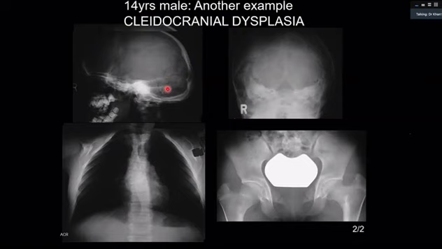The key finding, look at the pubic symphysis, poorly ossified. The key finding is this thing, the mandible. The mandible is normal. And why is it important? It is one of the discriminators to discriminate it from pycnodysostosis.